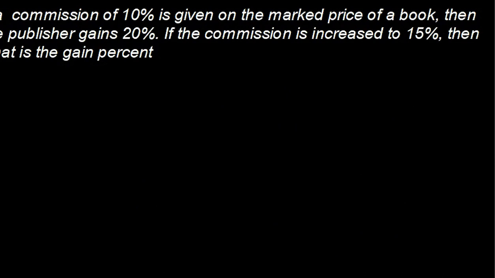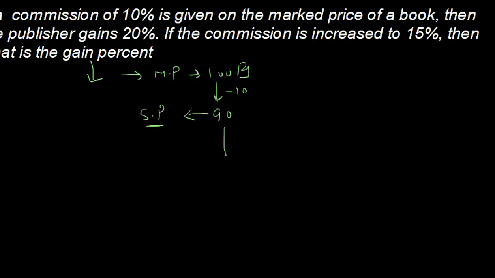Now see, percentages are all over the question, and they asked you about percentage. So in these types of questions you can assume a quantity. A commission of 10% is given on the mark price. So let us assume that the mark price is 100 rupees. Now a 10% commission is given, so minus 10 rupees. So they agree to sell it at 90 rupees. Then the publisher gains 20%.